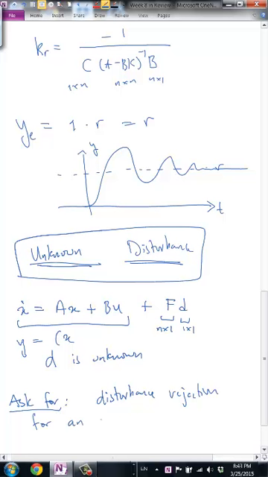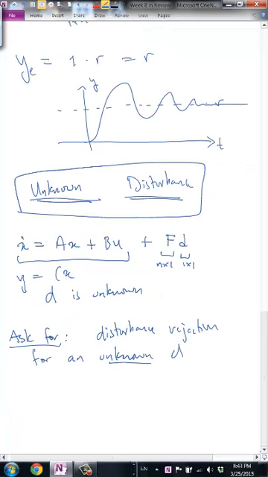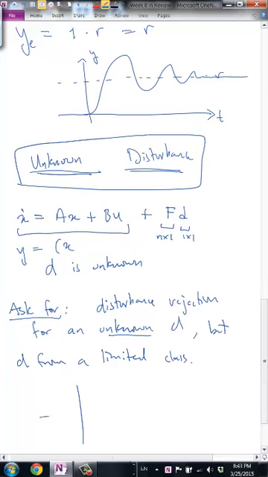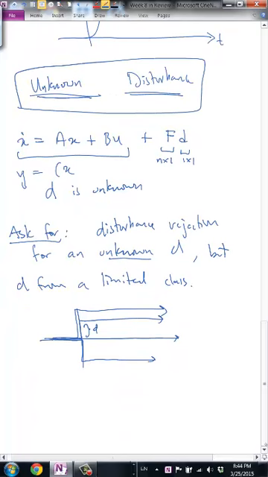For an unknown D, however, we're going to at least ask that D comes from a limited class of functions. For starters, we're going to have D be a function that's, of course, 0 before time t, and then some unknown constant. So it might hop up, it might hop down. We don't know how far it goes up or down. But that's what D is.